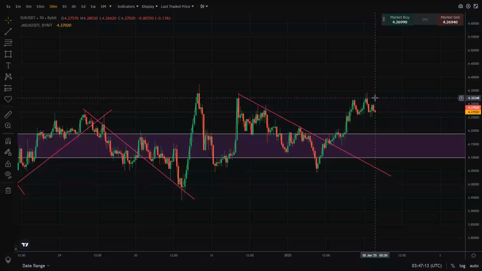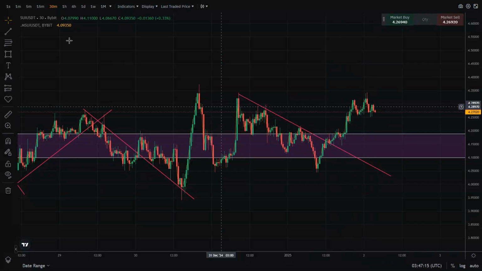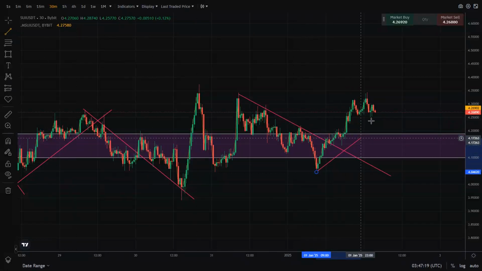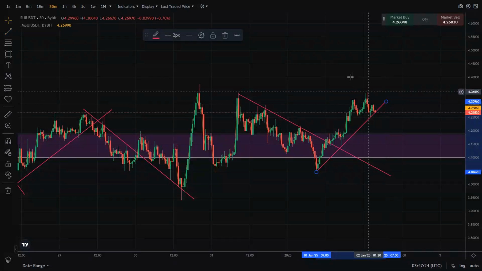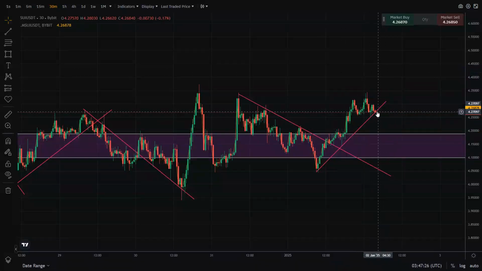So in order to predict this price now, we want to predict this using our trend lines again. So we take a look at this. All right. So right now, there is a possibility of this price breaking this trend line.